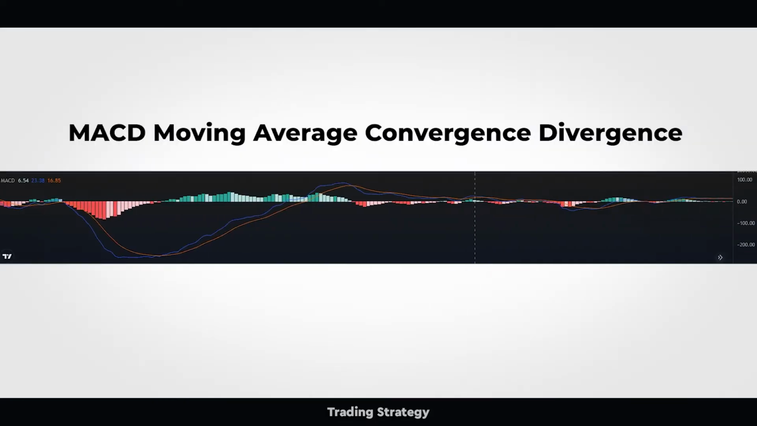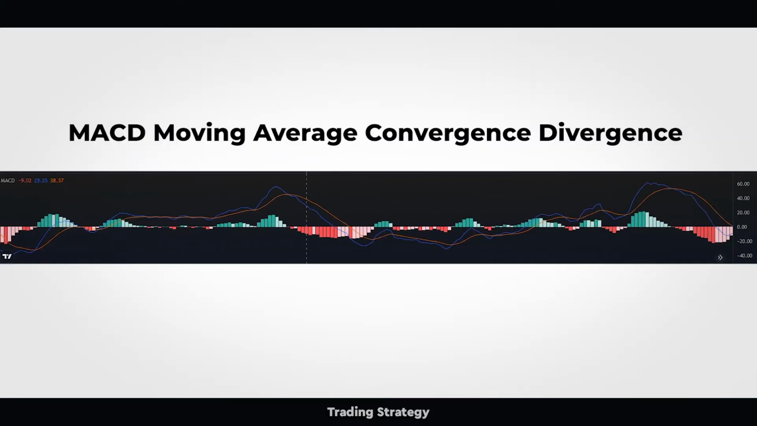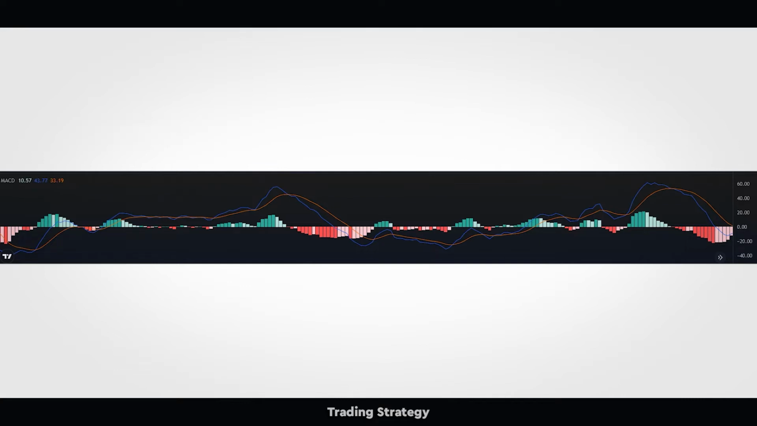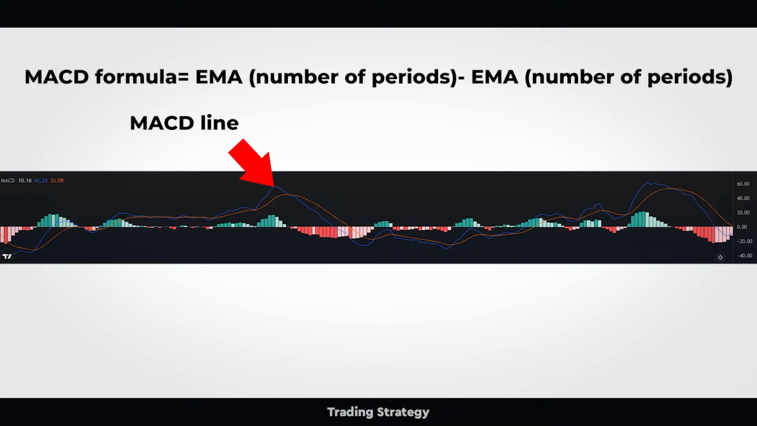In case you did not know, the MACD, moving average convergence divergence, measures the divergence and convergence of the price of an asset in a market, allowing us to analyze the behavior of the price and the market trend. The MACD is made up of two lines and a histogram. The first is the MACD line. It is a measure of how two moving averages come together and move apart. By subtracting the position of these two averages, you get the main MACD line. MACD formula is equal to EMA, number of periods, minus EMA, number of periods.